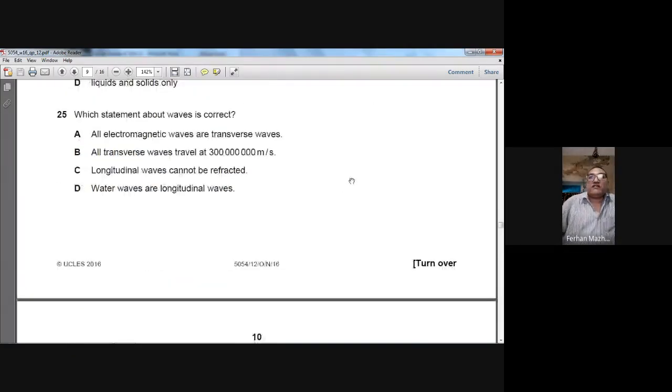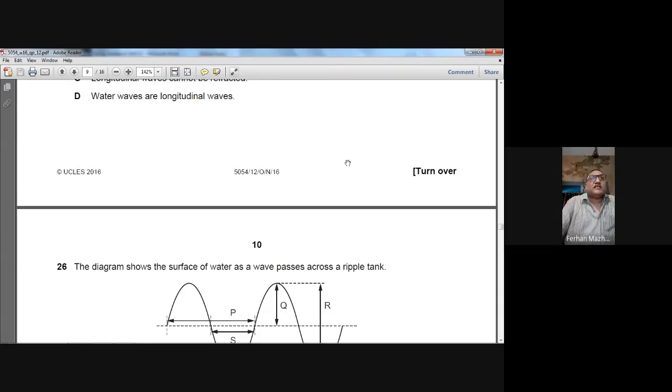Question number 25 is on your screen. Which statement about waves is correct? All electromagnetic waves are transverse. That's correct. All electromagnetic waves are transverse waves. Remember this fact. So A is the option for question number 25. The rest of the statements are not correct.